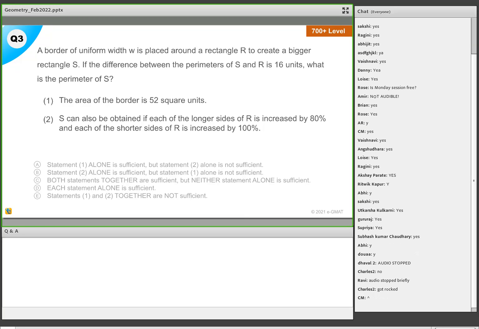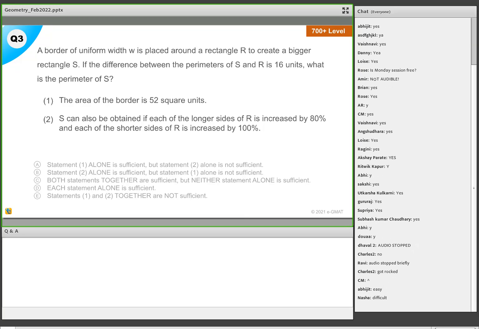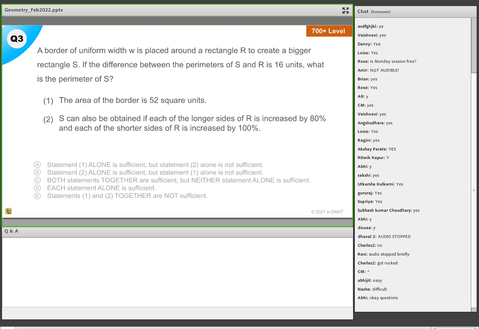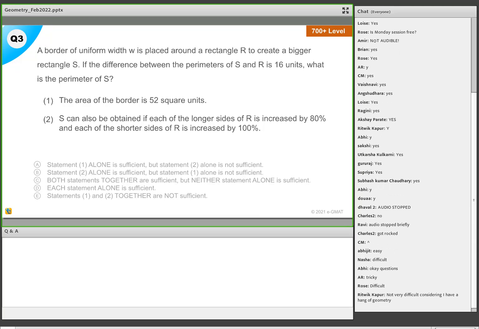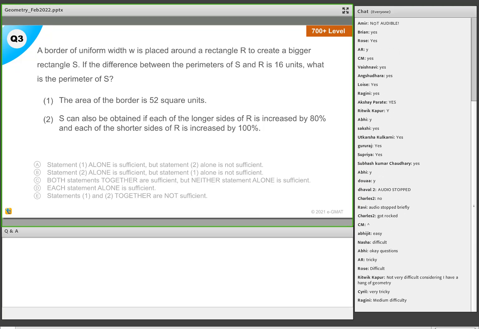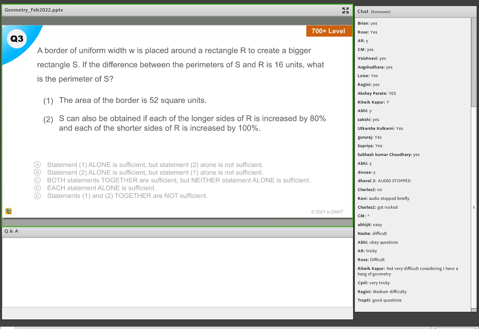Got rocked. By the end of the session, it will be a lot clearer how to do these. But these are difficult questions. There's a reason these are all 700 plus questions. And given that it's data sufficiency, yeah, it can be a little tricky. So Ritvik says, I have a hang of geometry, so it was not very difficult. Very, very good. I'm happy to see that. Medium difficulty, good questions. Very tricky.